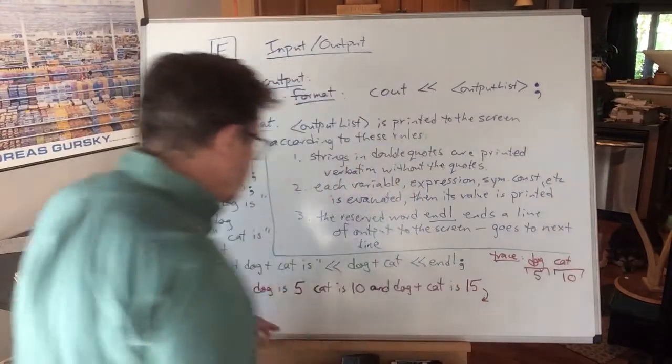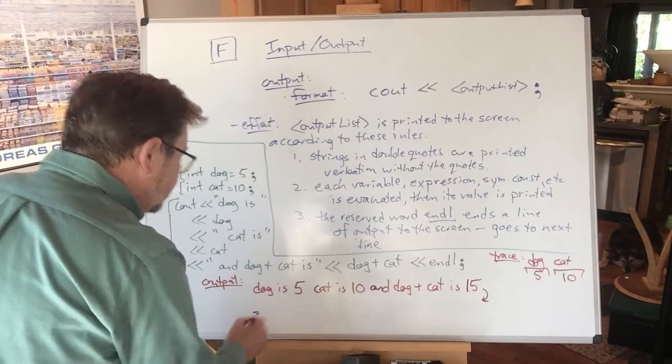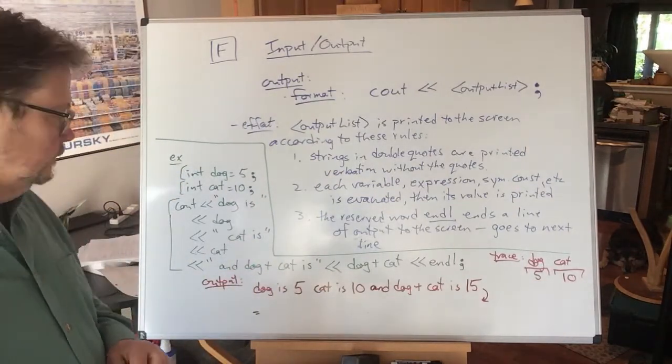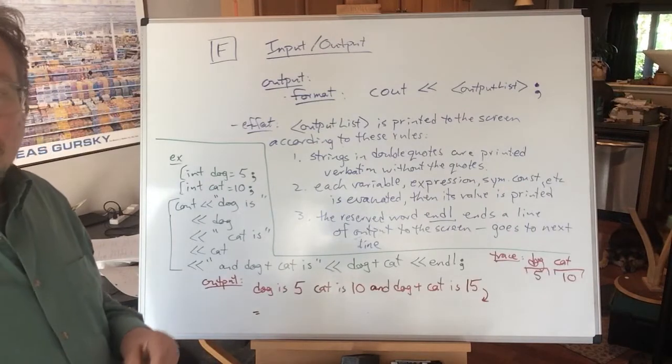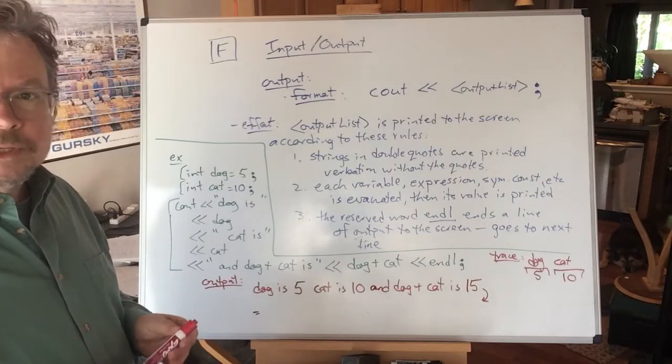Now, I don't have any other couts over here, but if there were another cout, then the very first thing printed out would be lined up over here in the first column underneath dog. What could be simpler? Well, I always say that ironically.